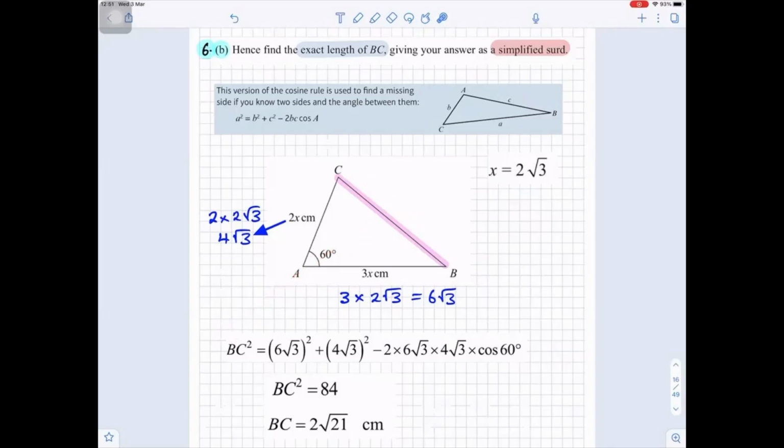So BC squared is equal to 6 root 3 squared plus 4 root 3 squared minus 2 times 6 root 3 times 4 root 3 cos 60. Put all of that in your calculator. Be courageous and put all of it in at once. It will work. Make sure you put the brackets. Take your time, and you will get 84. And then after you find the square root of it, it'll give you 2 root 21. Or you can even find the square root at the same time. It does work when you do it all at once. So BC is 2 square root of 21 centimeters.